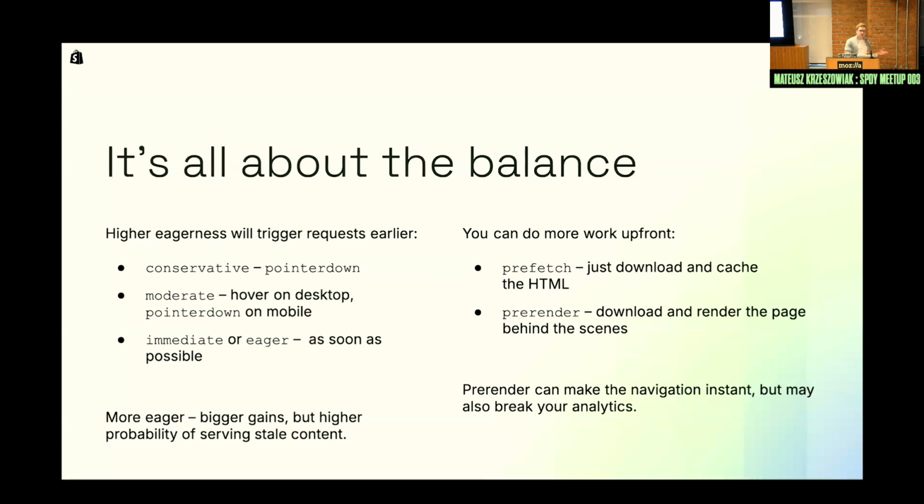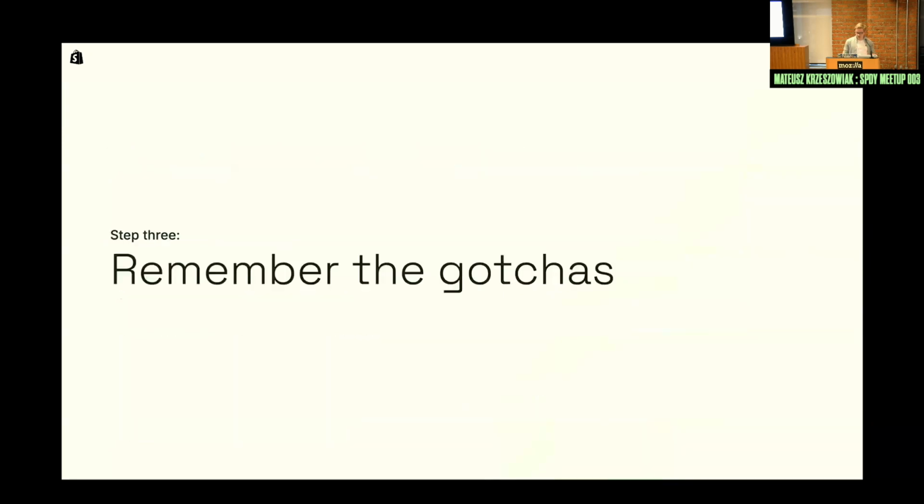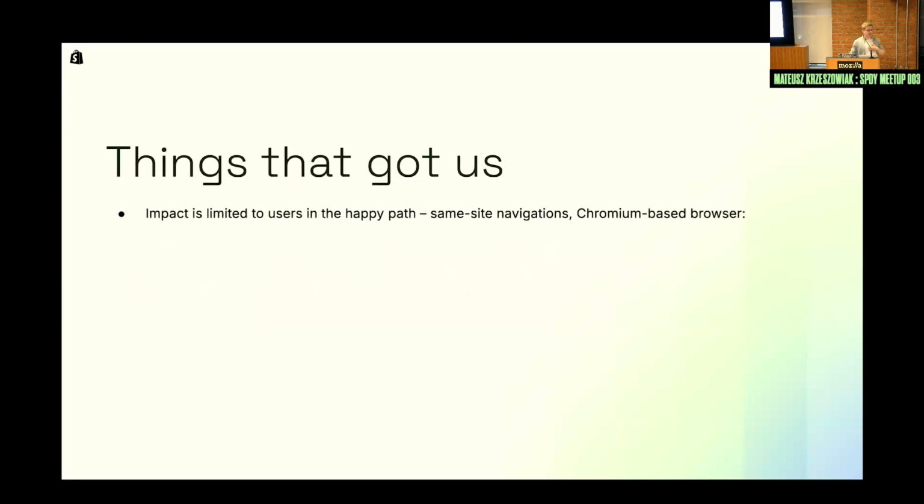And there are some JavaScript APIs to do so, to check whether the page is being pre-rendered, and then listen for the activation phase as well. So that's one of the first steps. The third step is remembering the gotchas, and this is all of the things that got us. This is basically everything that went wrong, or not in an ideal way, or was a surprise for us when we were implementing the speculations.